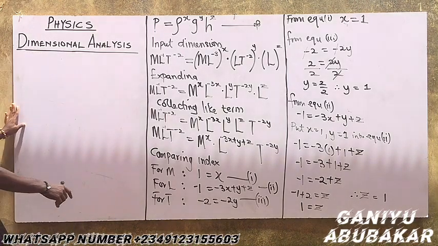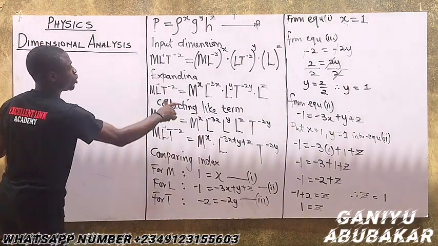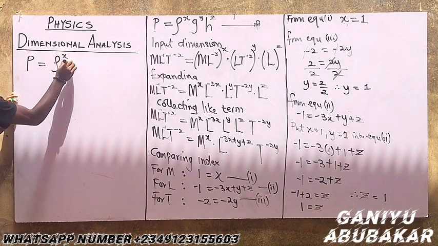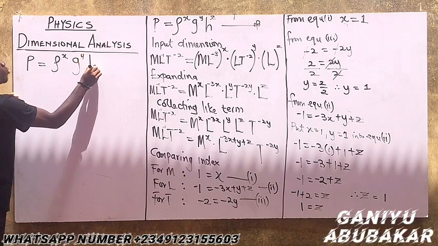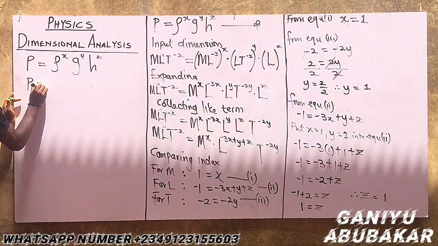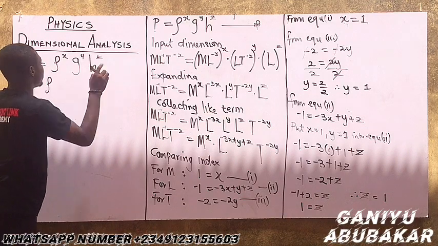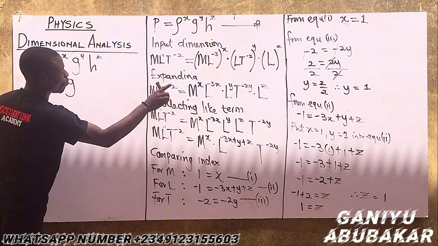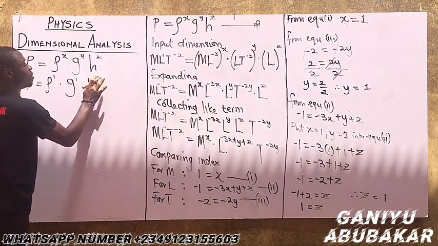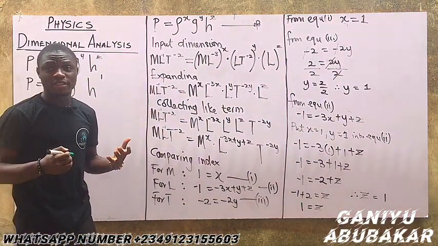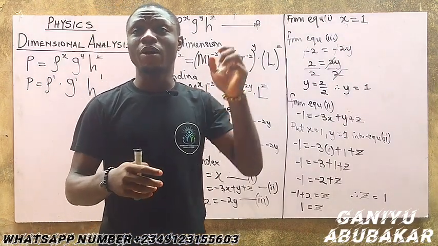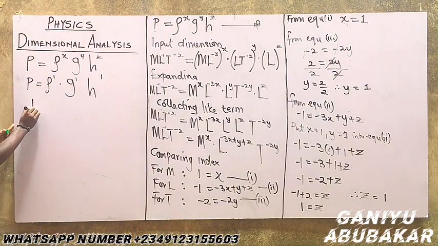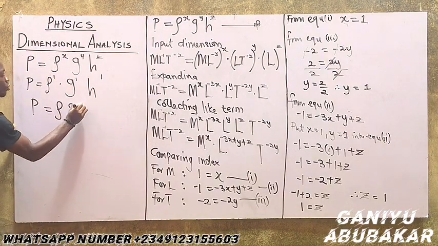So my next task is to put the values for x, y, and z into this equation here. Pressure P is equal to density to the power x, gravity to the power y, and h to the power z. What's x? x is 1. What's y? y is 1. And I have h to the power z. z is 1. From the idea of indices, any number raised to the power 1 is that value. So rho raised to power 1 is rho. So pressure is equal to rho g h.